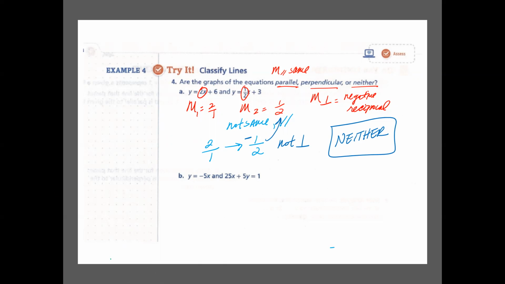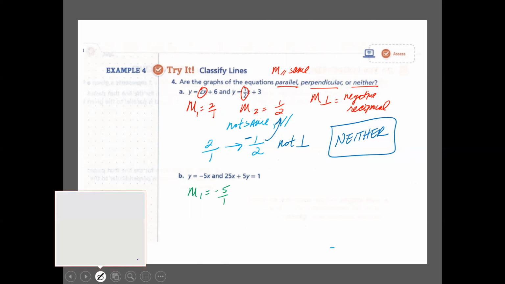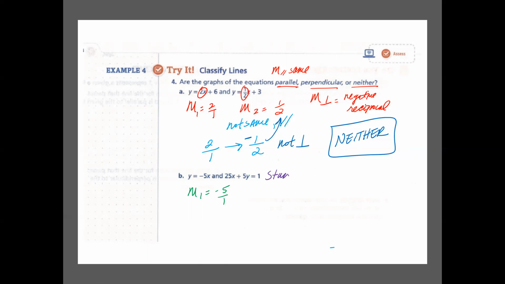For B, let's take a look at this one. My slope for slope 1 is a negative 5 over 1. But my second slope is in standard form, so you need to do a little bit of work. I need to go ahead and convert from standard form to y-intercept form.